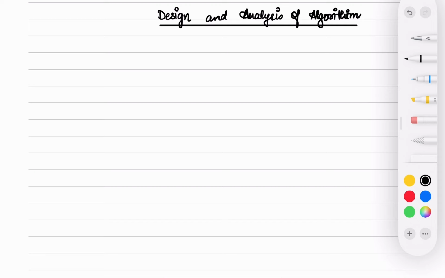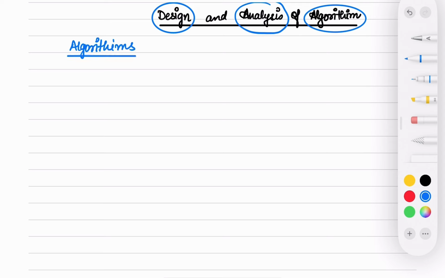All right, so let's start with design and analysis of algorithm. Let's understand the meaning of these words. What do you mean by design, what do you mean by analysis, and what do you mean by algorithms? So let's start with the very basic stuff called algorithms. What is the meaning of algorithm?